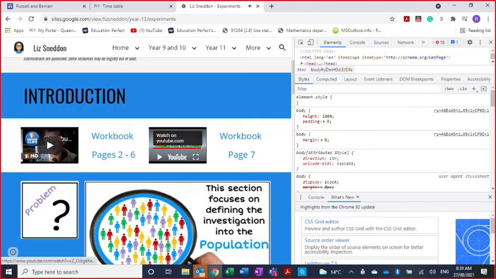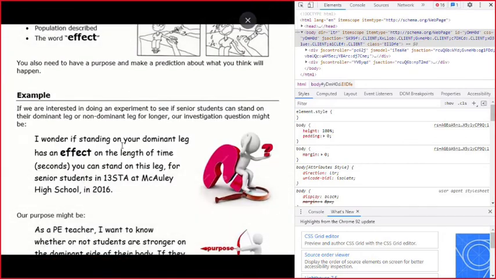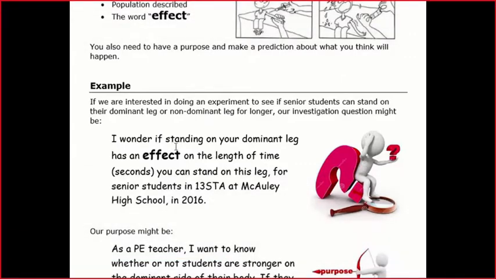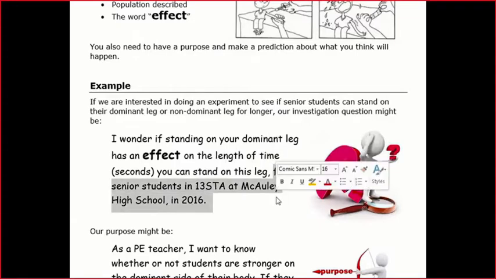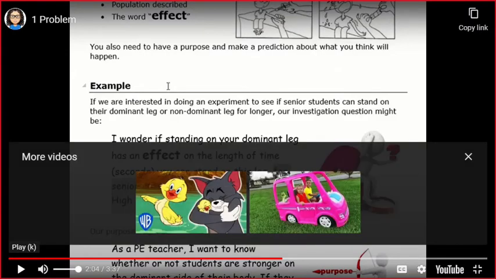And so my question is, I wonder if standing on your dominant leg has an effect on the length of time you can stand on this leg. So what we've got there is I'm talking about standing on my dominant leg, so that's going to be one group. I'm going to have a group that stands on the dominant leg and a group that stands on the non-dominant leg. And I wonder if that affects the length of time. So there's my variable, the length of time, with the units. And I've given the population: senior students in 13 stats at Macquarie High School 2016. Okay, so you're going to see that question.